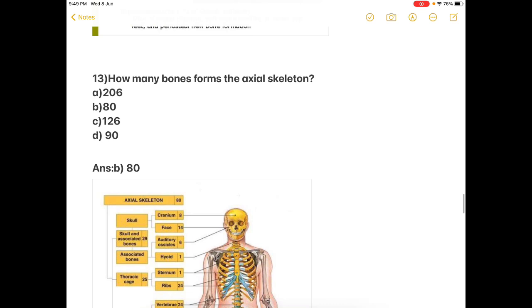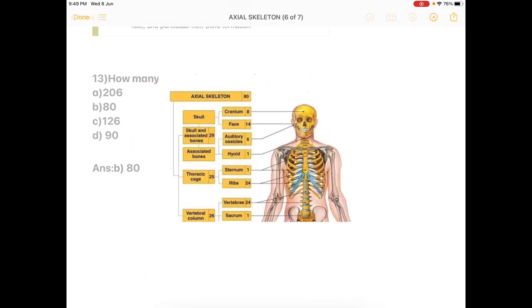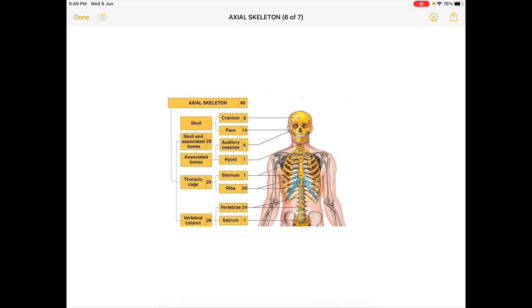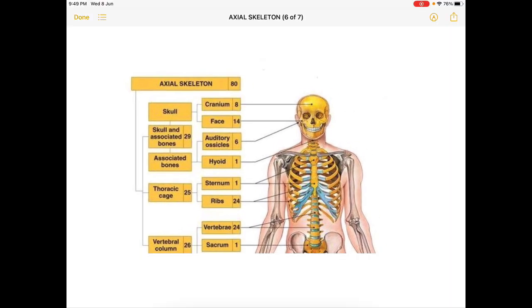Axial. Normal number of bones in an adult is 206. Out of that, 80 are axial and 126 are appendicular. So we'll see these are the axial bones here. The skull has cranium 8 and face 14. Skull and associated bones are 29, that is auditory ossicles, hyoid bone, sternum, ribs, and the thoracic cage 25, 26 sacrum. Kindly refer to books if you want to know the details about these axial bones.